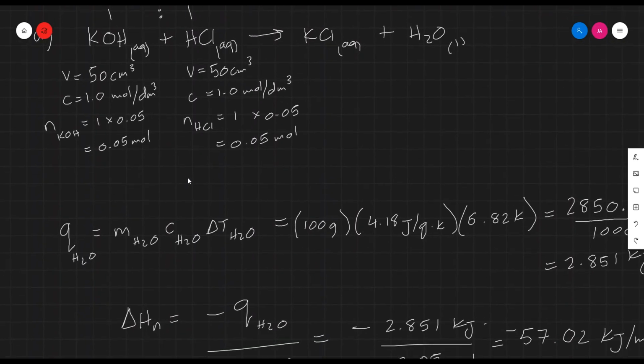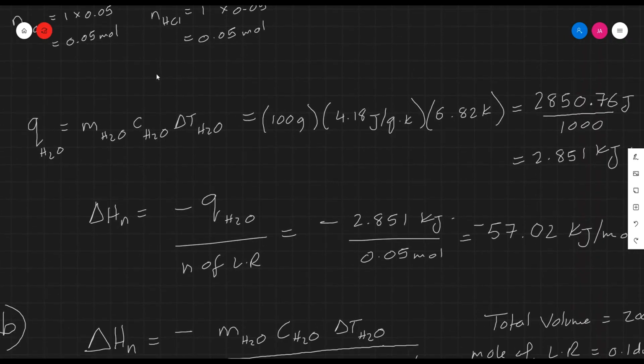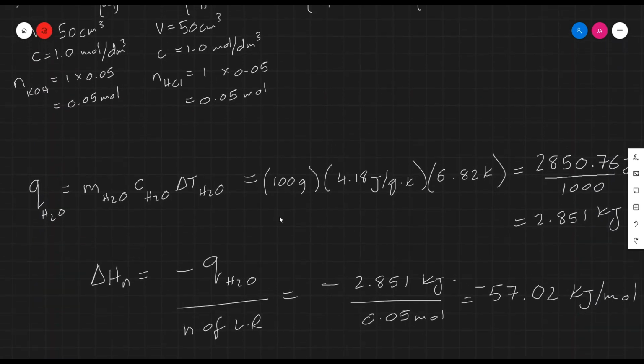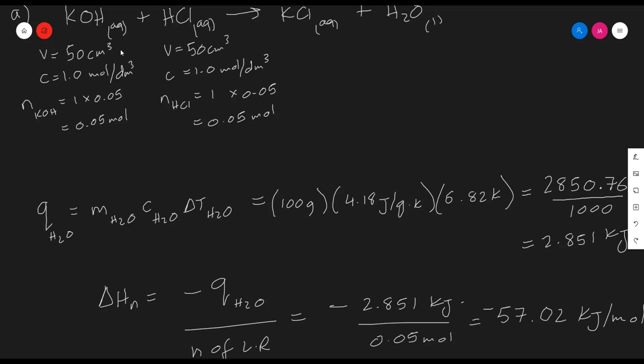The next step would be to calculate the heat released to the solution. Q equals mc delta T. The volumes used in this reaction is 50 of sodium hydroxide and 50 of hydrochloric acid. Thus, the total volume of the solution is 100. Assuming it to be pure water and using the density of water, which is 1 gram per centimeter cube, this equates to 100 grams of water.